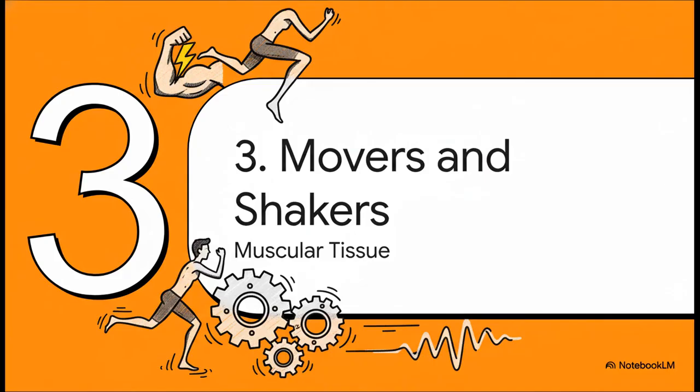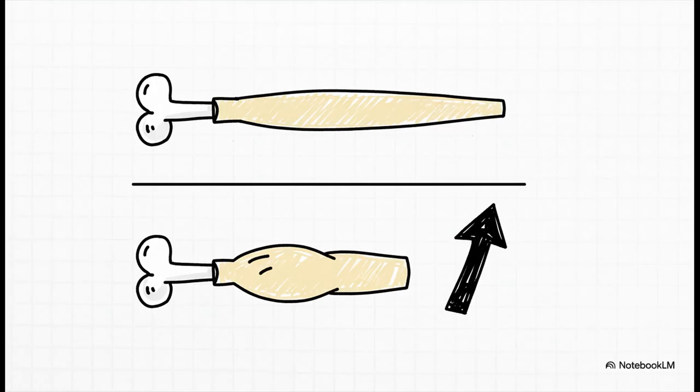Okay, time for blueprint number 3, the movers and shakers. And as you can probably guess, we're taking a look at muscular tissue. These are the engines, the motors of the body, responsible for every single move you make. The whole idea behind muscle is actually pretty simple, but it's incredibly powerful.